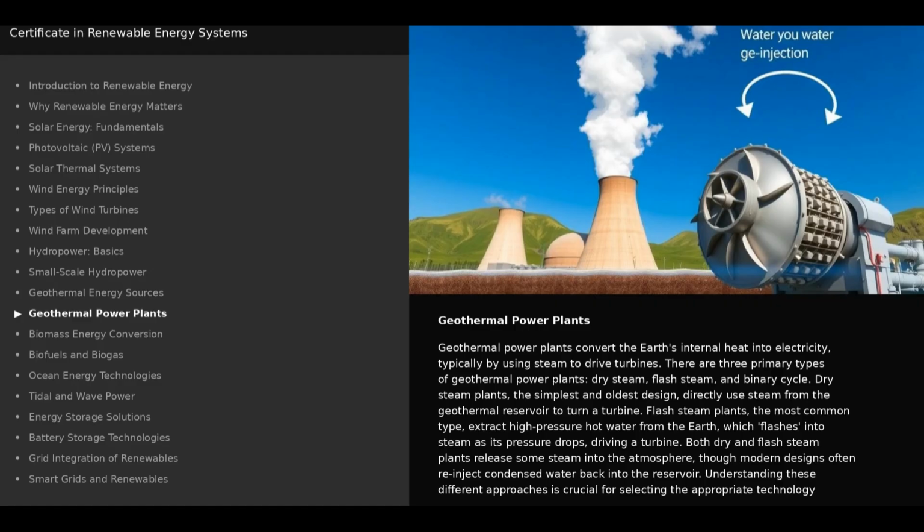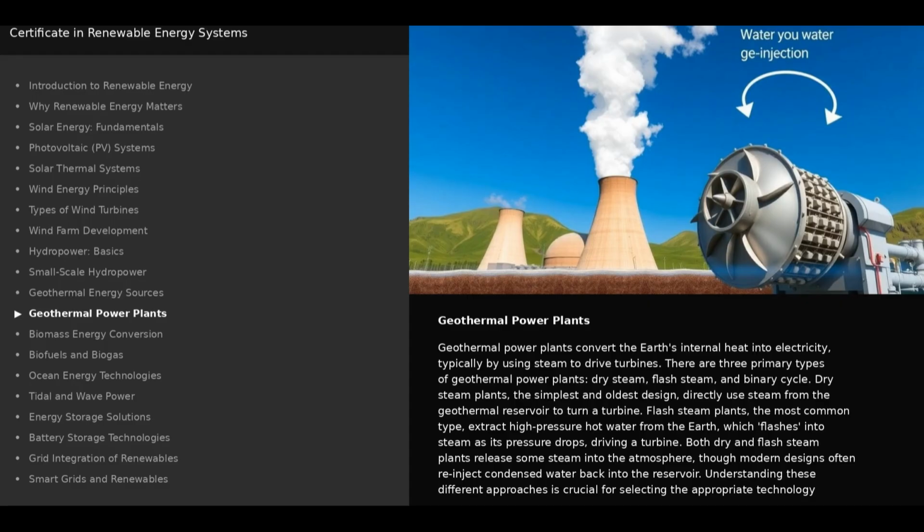Geothermal power plants. Geothermal power plants convert the Earth's internal heat into electricity, typically by using steam to drive turbines. There are three primary types of geothermal power plants: dry steam, flash steam, and binary cycle. Dry steam plants, the simplest and oldest design, directly use steam from the geothermal reservoir to turn a turbine.